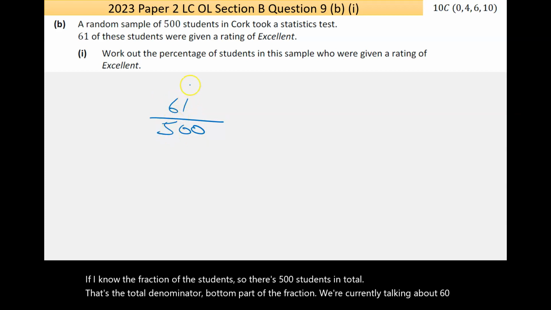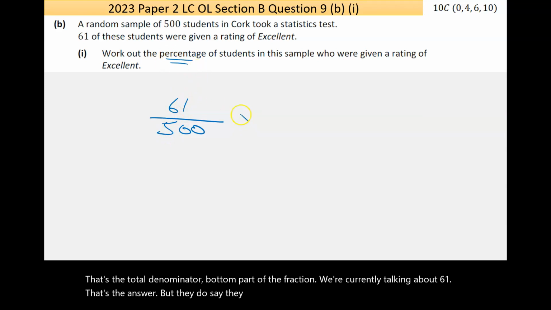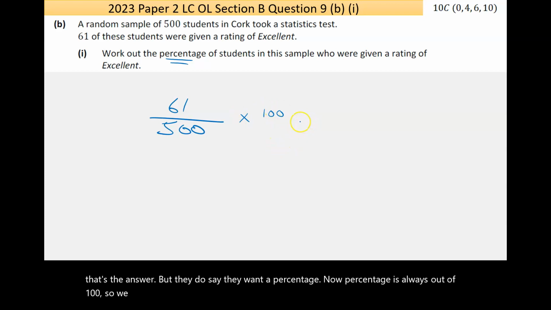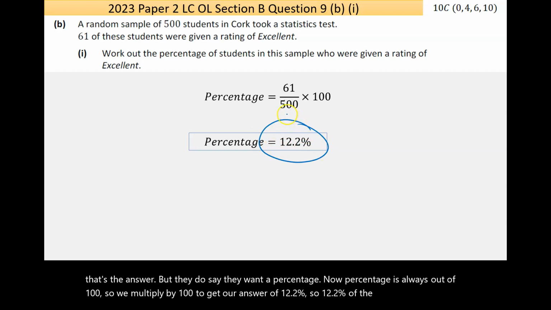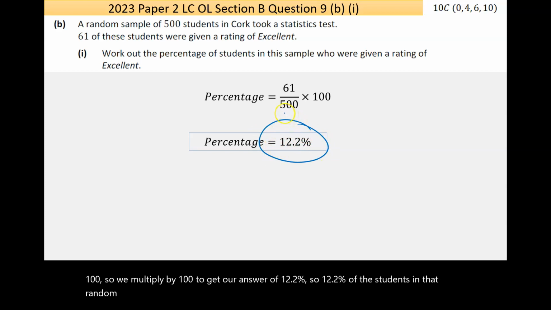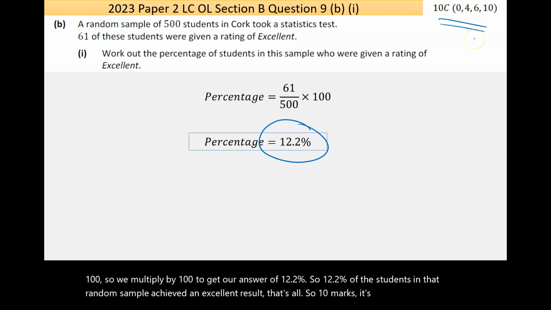That's the answer. But they do say they want a percentage. Now, percentage is always out of 100. So we multiply by 100 to get our answer of 12.2%. So 12.2% of the students in that random sample achieved an excellent result. That's all. So 10 marks, it's a fairly handy amount of marks.